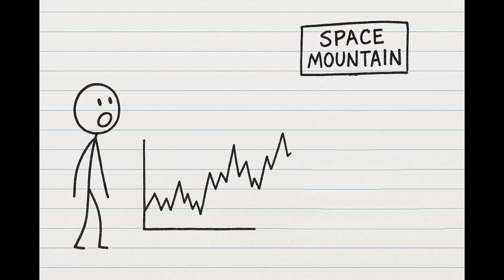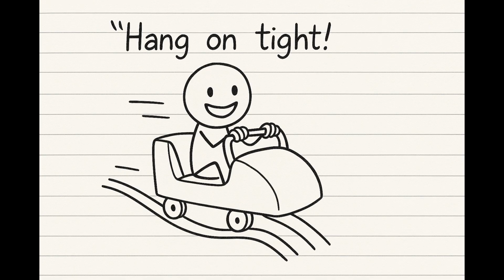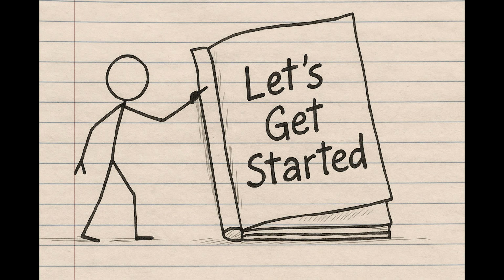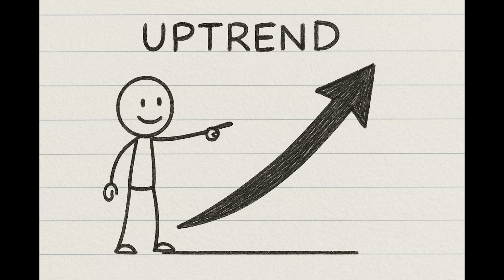Ever stare at a stock chart and wonder whether you're watching Wall Street or the line for Space Mountain? Hang on tight, because by the end of this 5-minute ride, you'll know exactly what an uptrend, downtrend, bull or bear market, sideways move, consolidation zone, accumulation phase, and reversal pattern really mean for your money. So let's get started. First on the list is an uptrend.